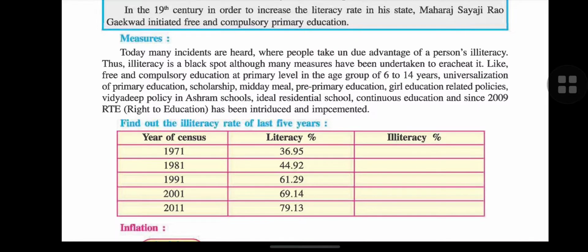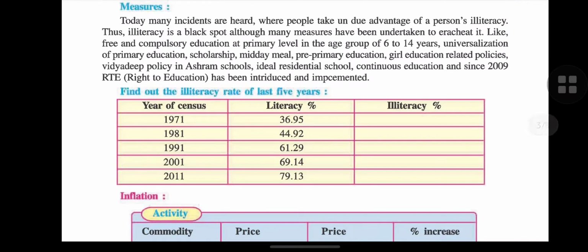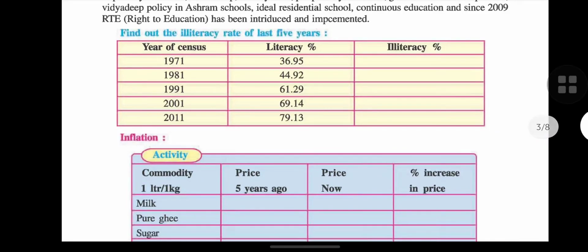Too many incidents are heard where people take undue advantage of a person's illiteracy. Thus, illiteracy is a black spot, although many measures have been undertaken to eradicate it, like free and compulsory education at primary level in the age group of 6 to 14 years, universalization of primary education, scholarship, midday meal, pre-primary education, girls' education related policies, Vidyadeep policy in ashram schools, ideal residential schools, continuous education, and since 2009 RTE, meaning right to education. All these schemes and policies have been started by our government, and due to that you can see the literacy rate of Indian people has generally increased.